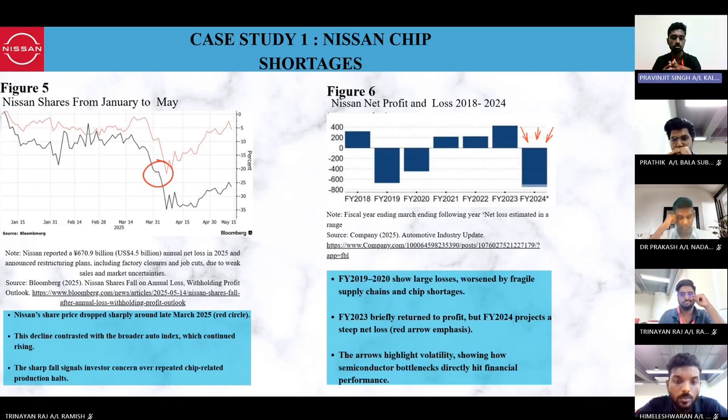To conclude the Nissan case, the semiconductor chip shortage remains a major macro issue that significantly affects automotive industry production and overall business performance. Moving to the next slide.